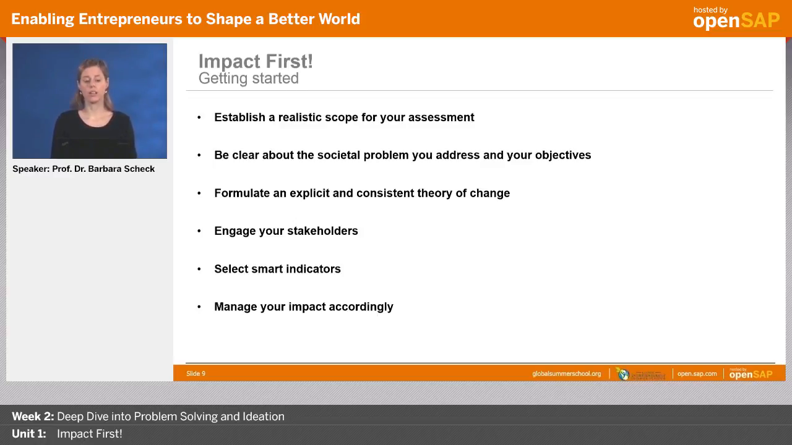Second of all, be clear about your theory of change. So what are the hypotheses that you work with? What are the assumptions? How can you argue the link between cause and effect in your project? Engage your stakeholders. Stakeholder management is crucial. So ask them about their views on what's important in impact assessment. How do they perceive the changes that occur? Select SMART indicators. Look at the ones that have been used in other projects. Carefully combine qualitative as well as quantitative indicators.